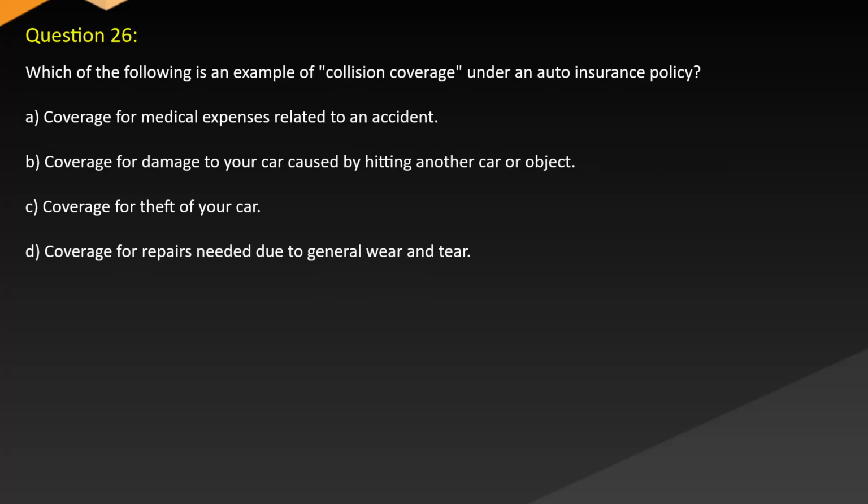Question 26. Which of the following is an example of collision coverage under an auto insurance policy? A. Coverage for medical expenses related to an accident. B. Coverage for damage to your car caused by hitting another car or object. C. Coverage for theft of your car. D. Coverage for repairs needed due to general wear and tear.